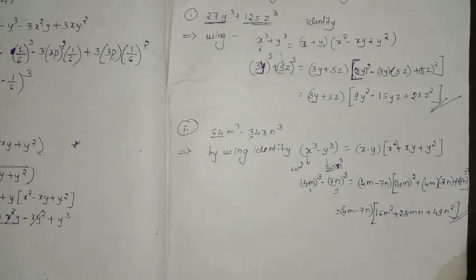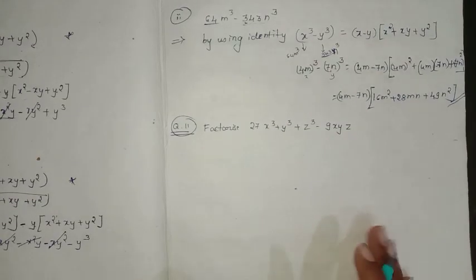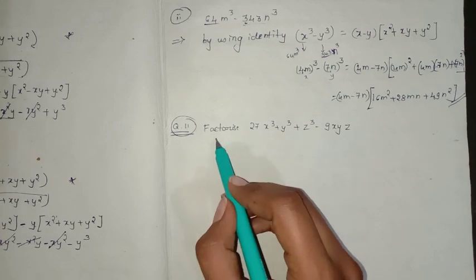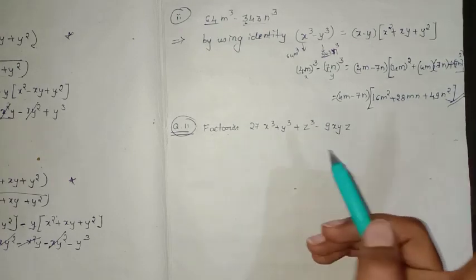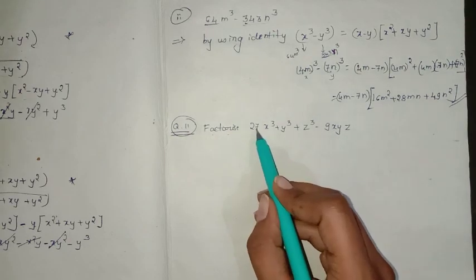Just move it towards next question. So here the question number 11, that is factorize. So I told you how to remember the factorize term they will give and which method you have to follow. You have to observe by the question only. Yes. So here you observe 27.